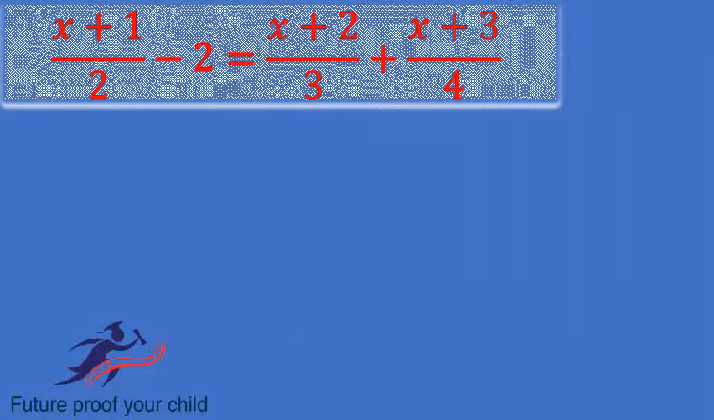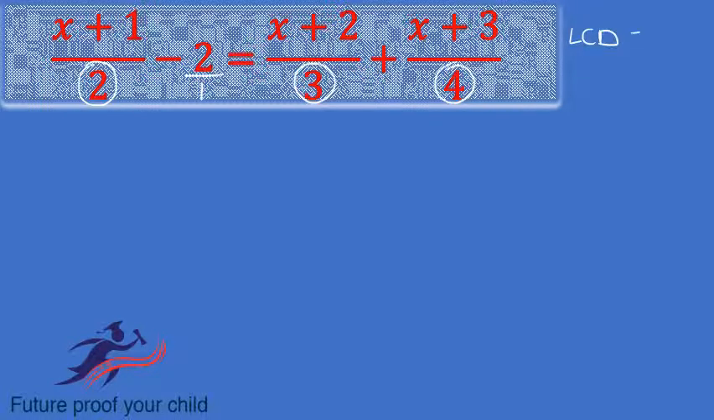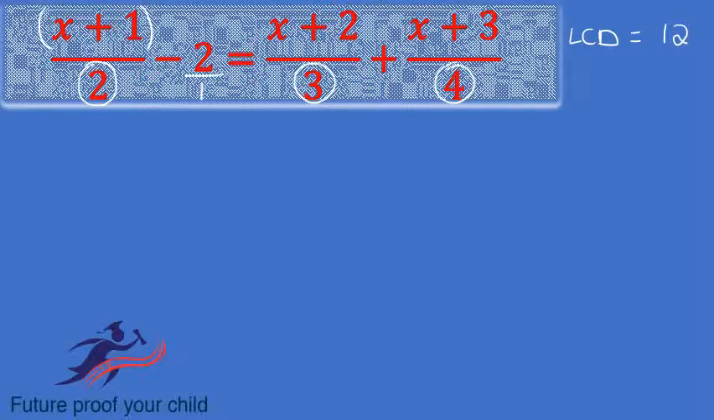And here's one for you to try. So start by looking at the denominators. So here's no denominator, put it over 1, then a 3, and a 4. So we get our LCD. So that will give us 12. Then we put brackets around the numerators that consist of more than one term.